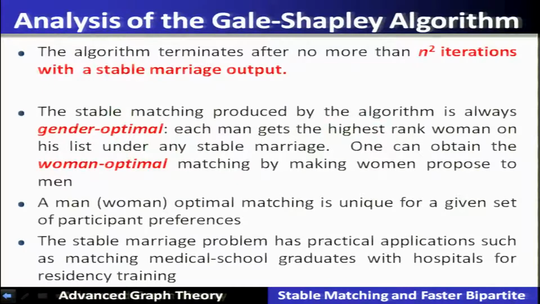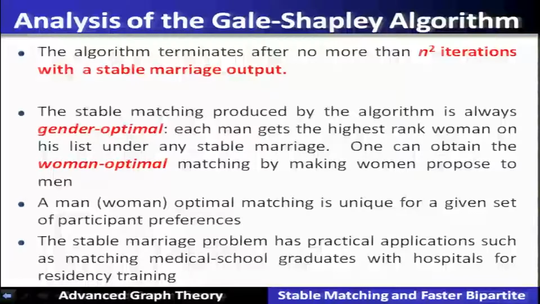Same things are happening. Now, let us analyze the Gale-Shapley algorithm. This algorithm terminates after no more than n square iterations with the stable matching as an output. So, the stable matching produced by the algorithm is always gender optimal. I have already explained this. So, each man gets the highest rank woman on his list under any stable marriage.